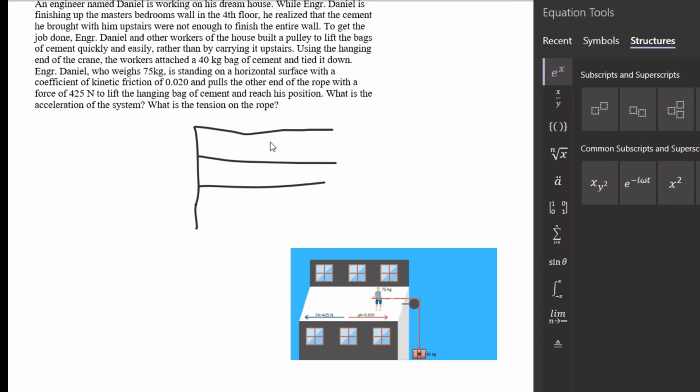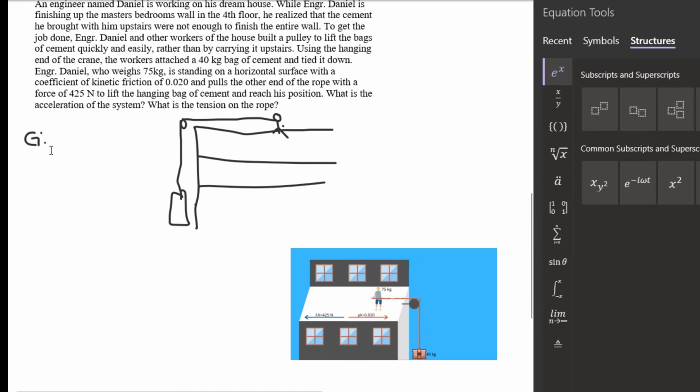So here is the floor. Engineer Daniel is at the top, pulling a pulley. At the end of this, there's the cement. Then there's a given value for its mass. So let's try first to write the given values.